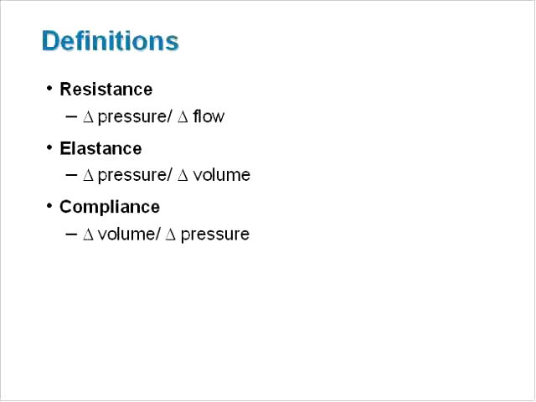Respiratory system resistance is defined as the ratio of pressure change to flow change. The pressure is measured across the airways, that is, from the airway opening to the lungs. A high resistance means that a relatively high pressure is required to deliver a given flow.